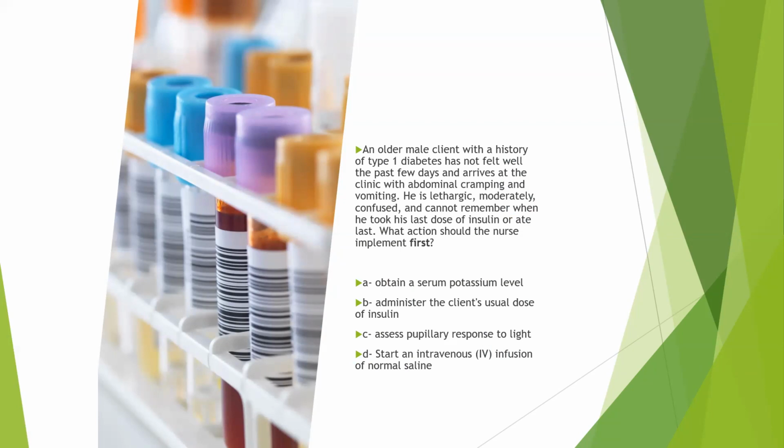An older male client with a history of type 1 diabetes has not felt well for the past few days and arrives at the clinic with abdominal cramping and vomiting. He is lethargic, moderately confused, and cannot remember when he took his last dose of insulin or even ate last. What action should the nurse implement first? Is it A, obtain a serum potassium level? B, administer the client's usual dose of insulin? C, assess pupillary response to light? Or D, start an intravenous infusion of normal saline?